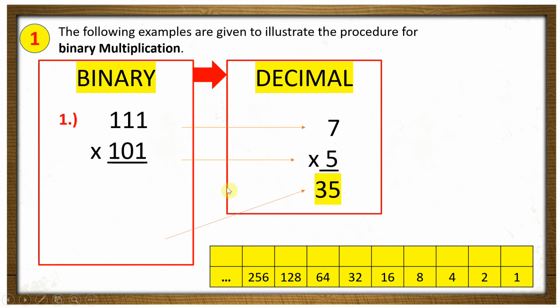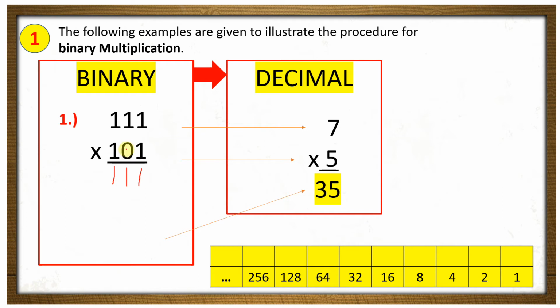Let us have this example for number 1. Following the rules, let us do binary multiplication. 1 times 1 is equal to 1. Next, 1 times 1 is equal to 1. 1 times 1 is equal to 1. In binary multiplication, it's the same as performing it in decimal numbers.